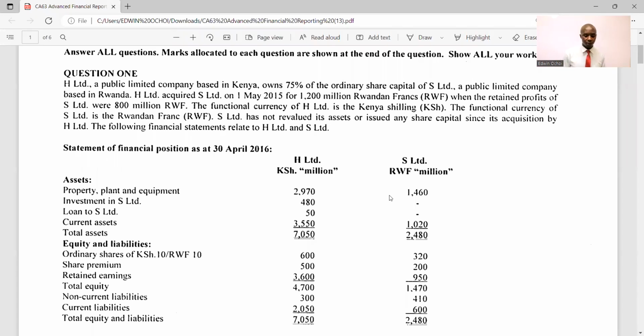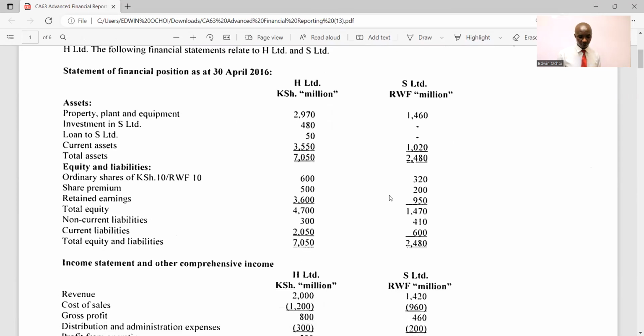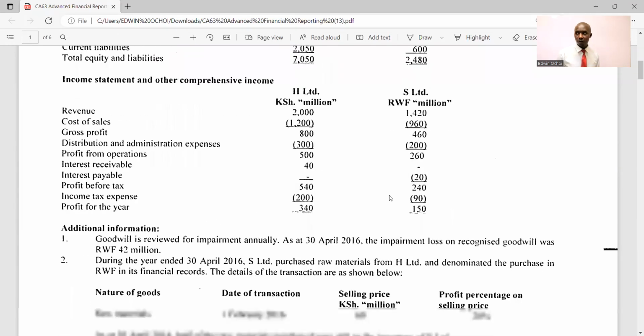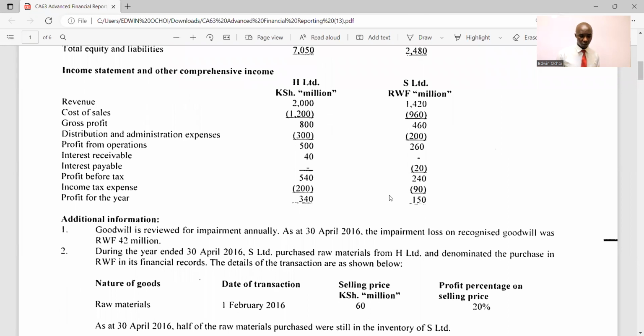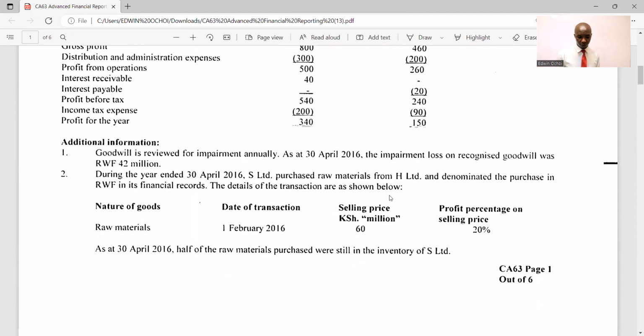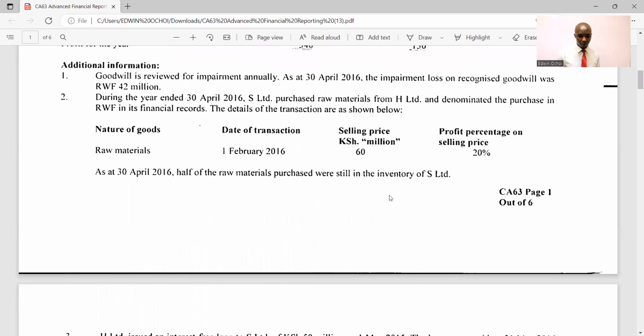S Limited has not yet revalued its assets or issued any share capital since its acquisition by H. So the following financial statements relate to H and S. You have the statement of financial position. You have the income statement for H and S. We have additional information. Number one, goodwill is reviewed for impairment annually. As at 30 April 2016, impairment loss on recognized goodwill was Rwandanese francs 42.